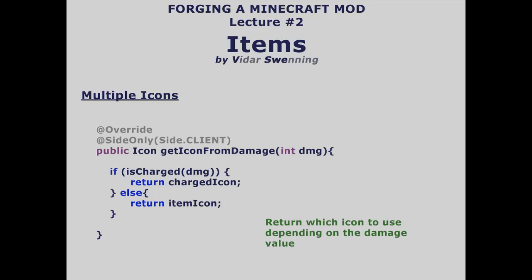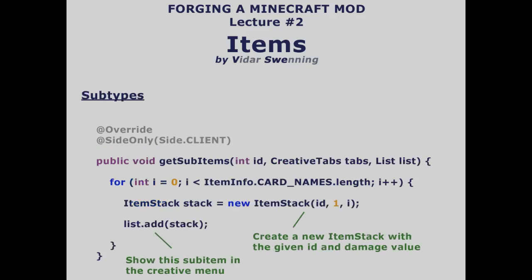So here we return the charged icon if the damage value told us that it was charged. In the example we had isCharged as a method, which basically returned true if the damage value was 10 or greater. So after 10 uses we would return the charged icon, otherwise we would return the normal item icon. And in the end we had these subtypes, which were a bit special in a few different ways.